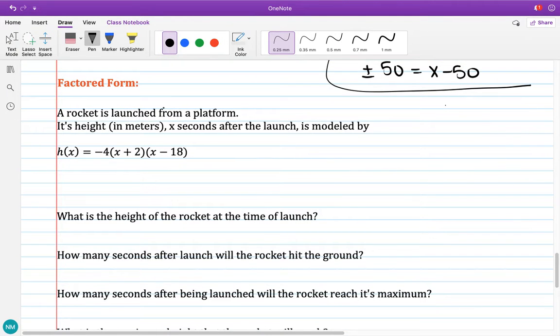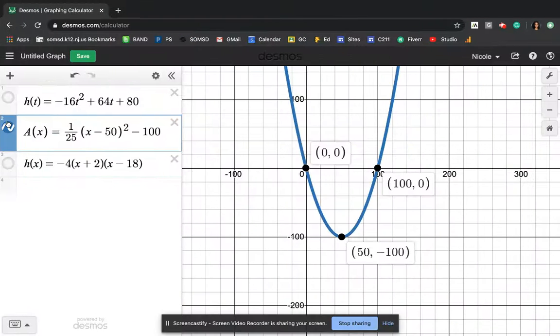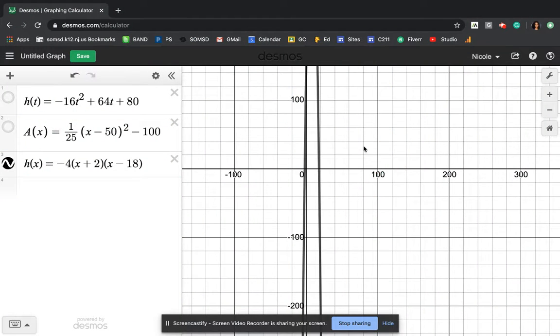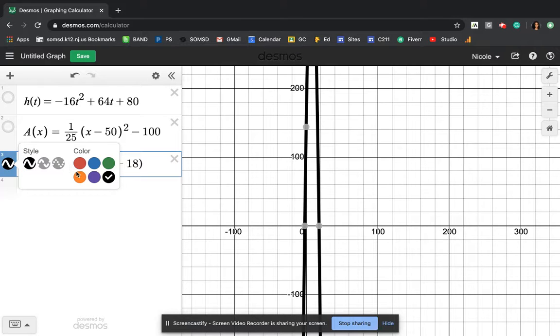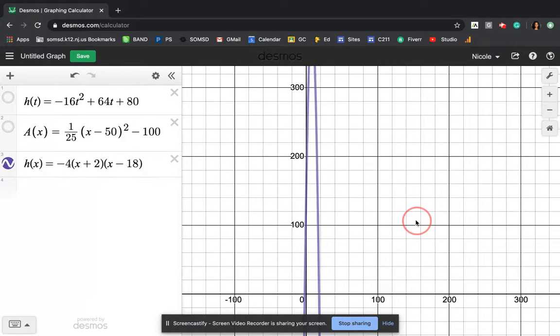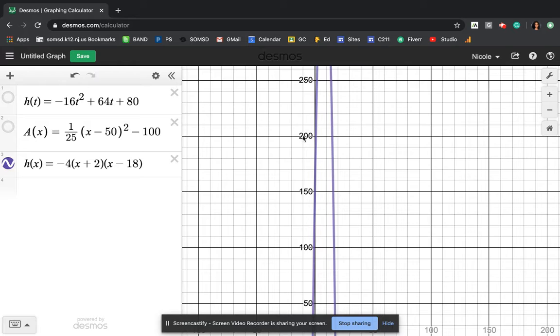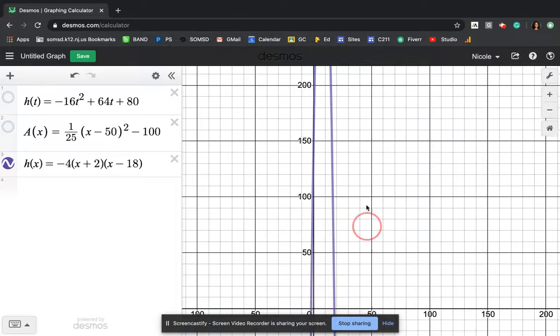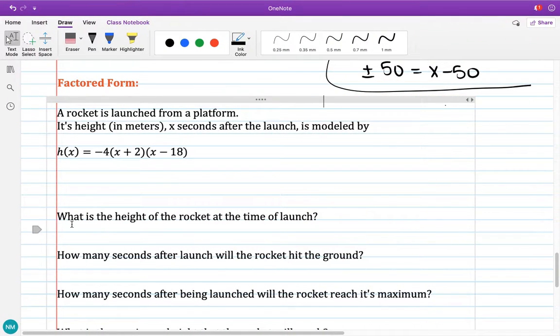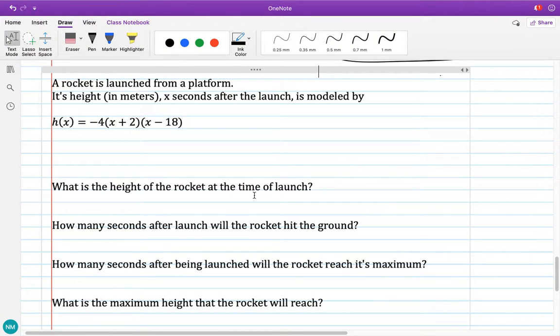Factored form. A rocket is launched from a platform. Its height in meters, x seconds after launch, is modeled by this function. So I already put it in Desmos. Here it is. Boom. Now let's use a different color. Purple. So here's my function. It's pretty steep, right? And so it goes all the way up and then all the way back down. So the question here is, what is the height of the rocket at the time of launch?